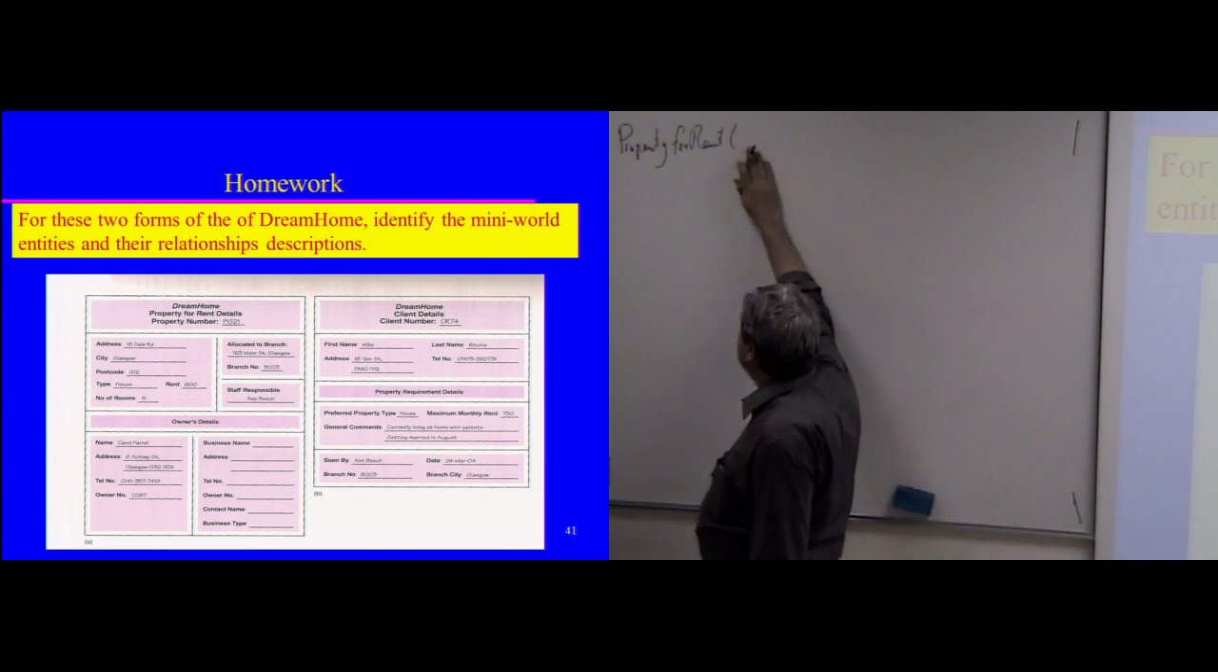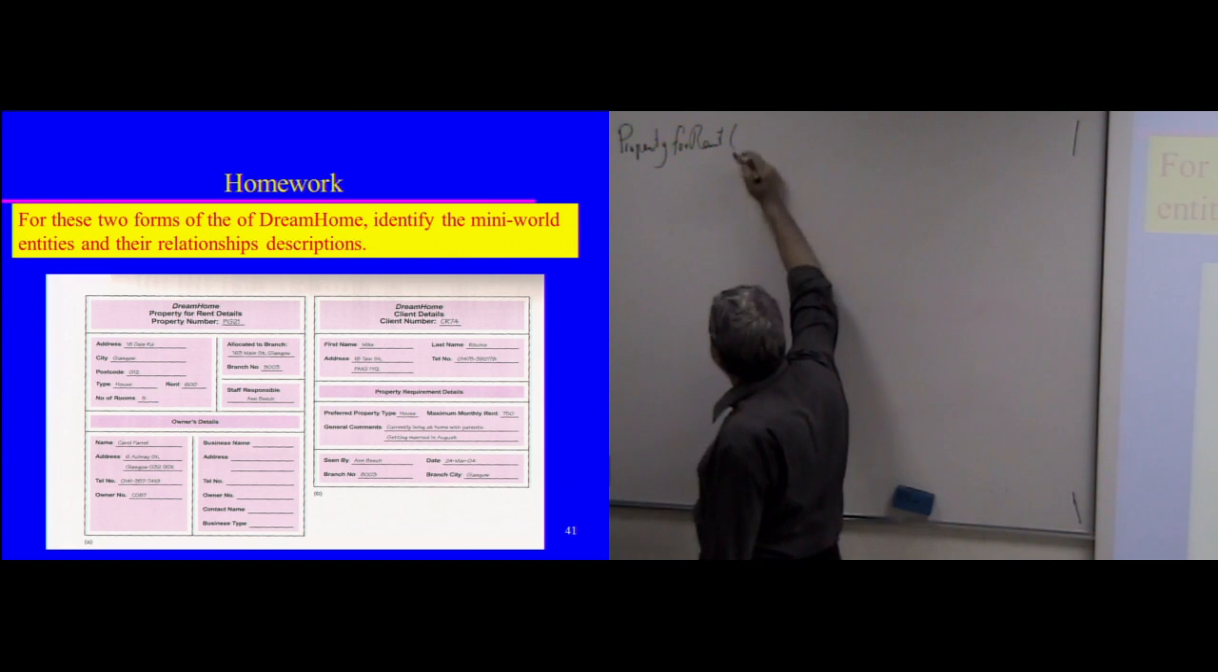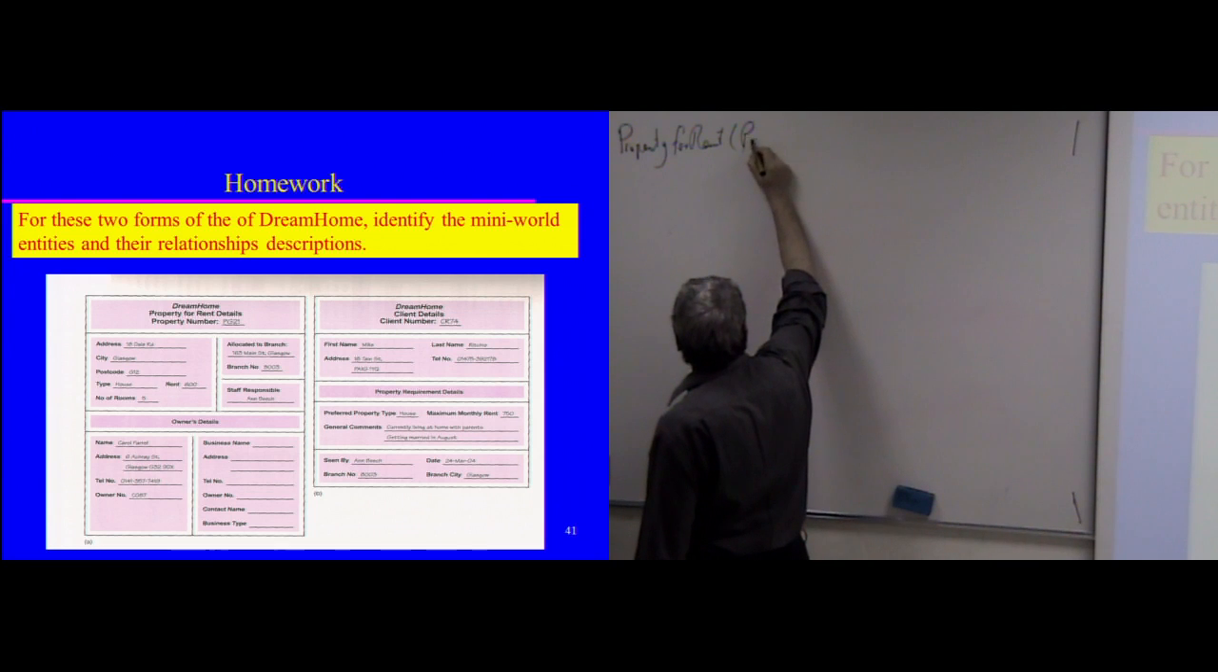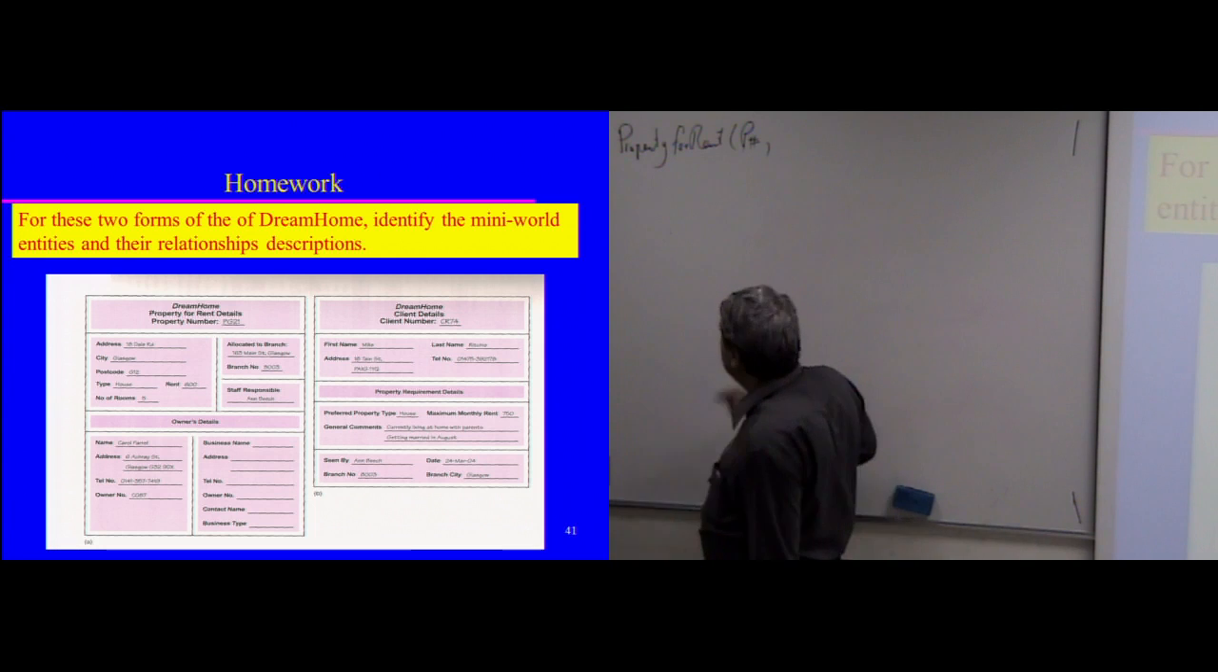So now we have the first attribute of the property for rent, which is what? Property number. Let me write this way for the time being. It was property number. Again, what else?